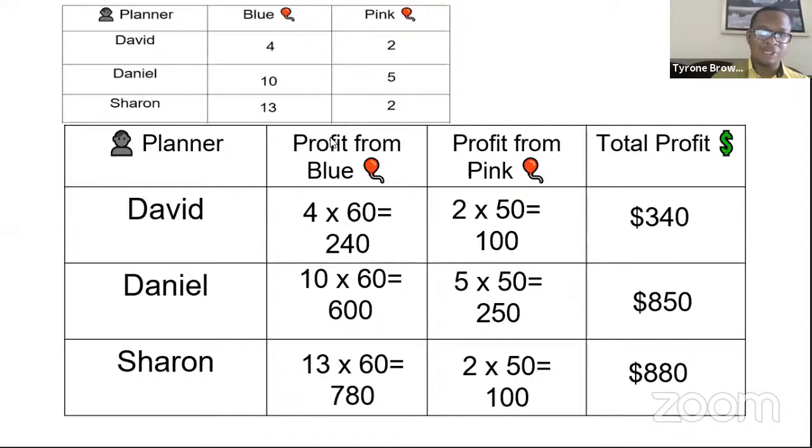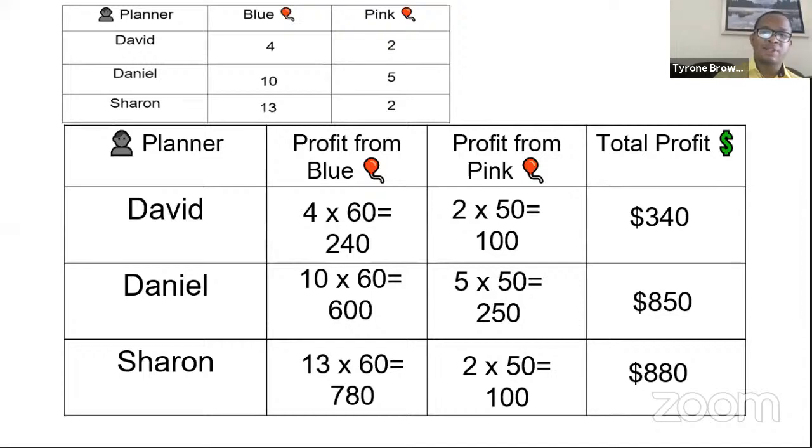No, she does not sell it. She doesn't sell more than 4 blue balloons. Remember, we're planning for a boy. So we're planning for the boy. So based on that, the number of blue.